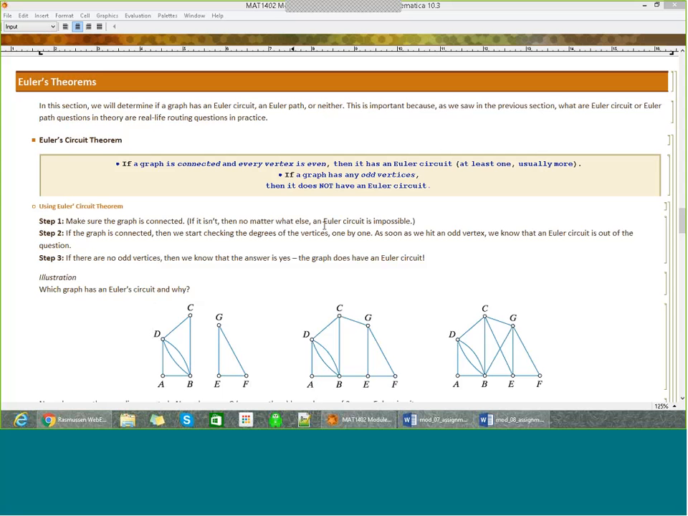So I'm going to show you three different theorems. Euler has three theorems. One is called the circuit theorem. It says if the graph is connected and every vertex is even, then it has an Euler circuit, at least one of them. There could be more, but at least there's one. In other words, if I ask, take a look at this picture, is it an Euler circuit, yes or no? If the graph has any odd vertices, then you know for sure it's not an Euler circuit. So let me show you an example here.